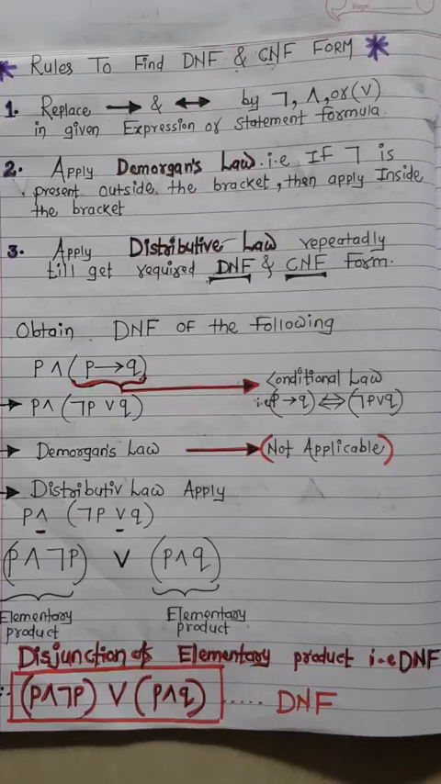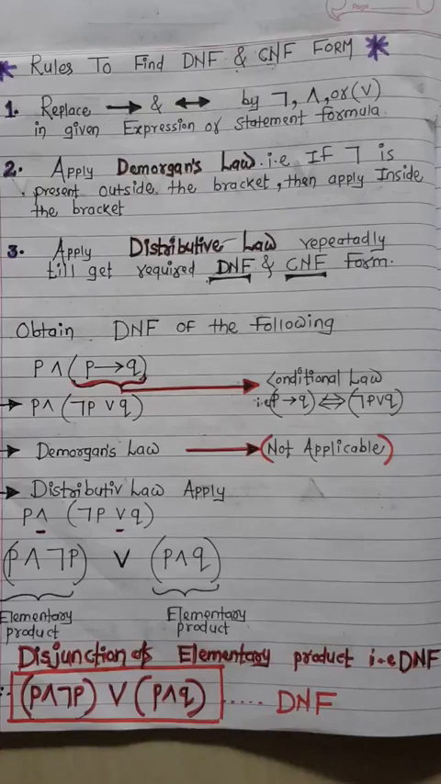Now, DNF means what? Disjunctive normal form. It consists of a disjunction of elementary products. And CNF means what? Conjunctive normal form. It consists of a conjunction of elementary sums. In the last class we saw systematically what is meant by elementary product and elementary sum. Then by taking the reference of elementary product we defined the DNF term, and by taking the reference of elementary sum we defined the CNF term.